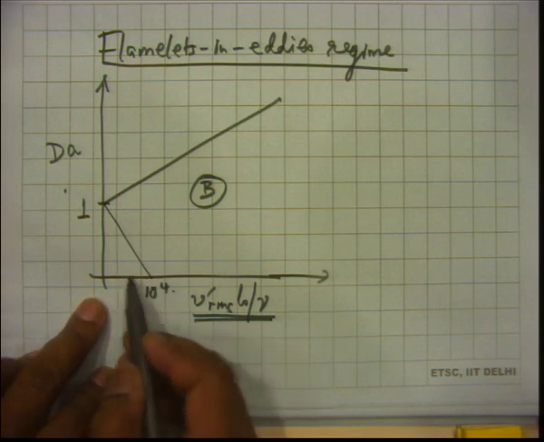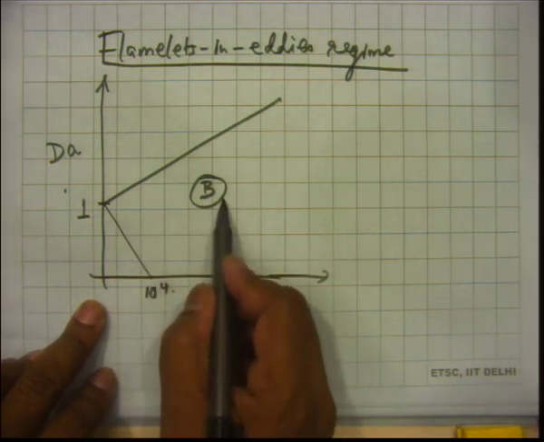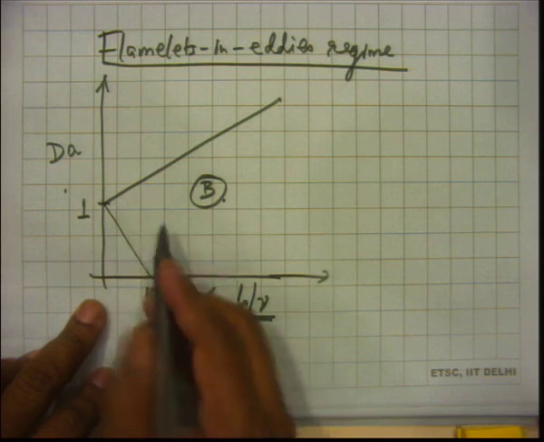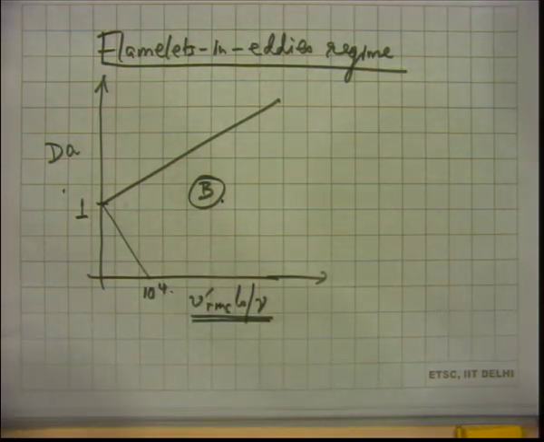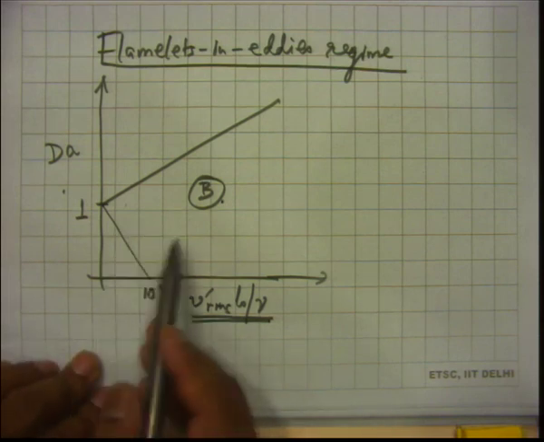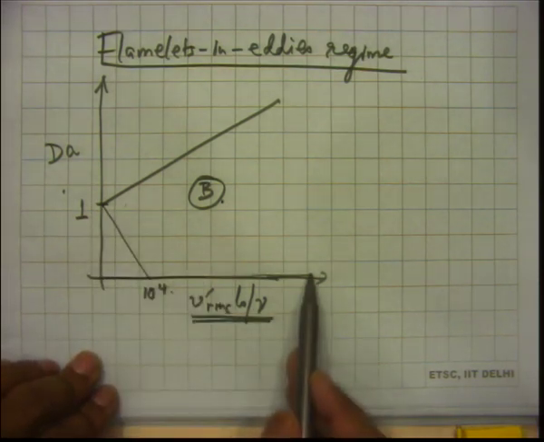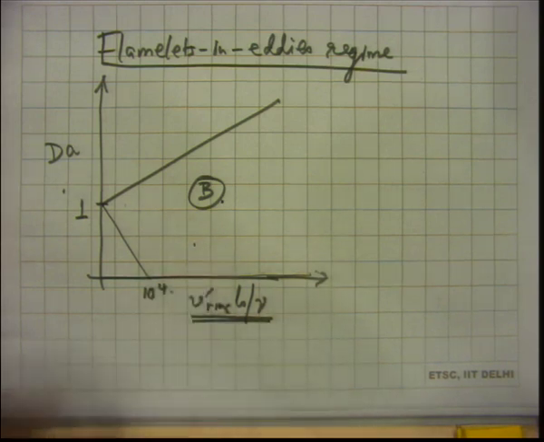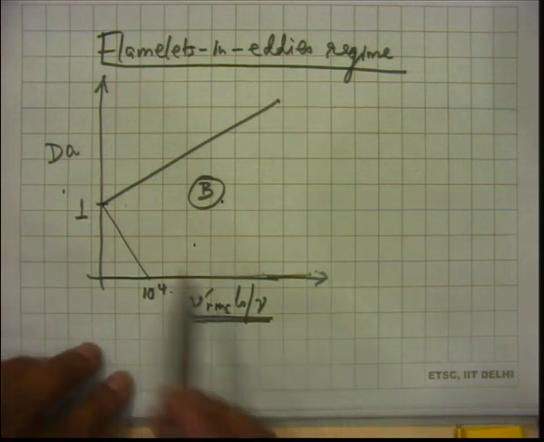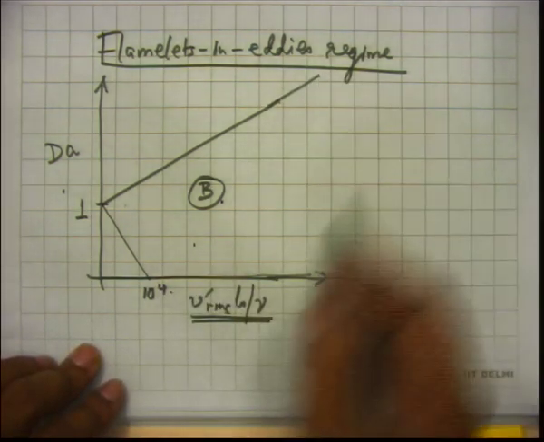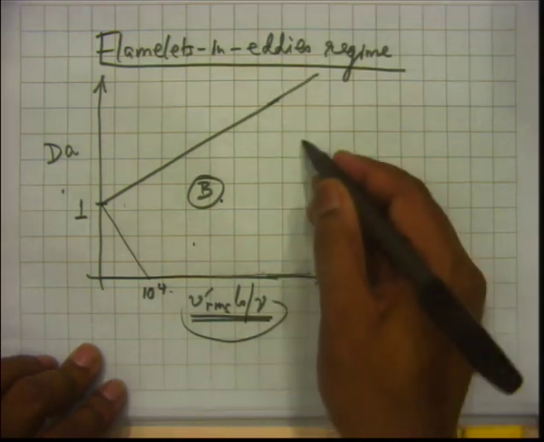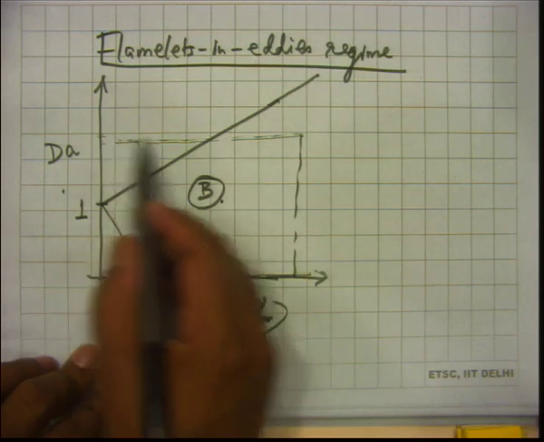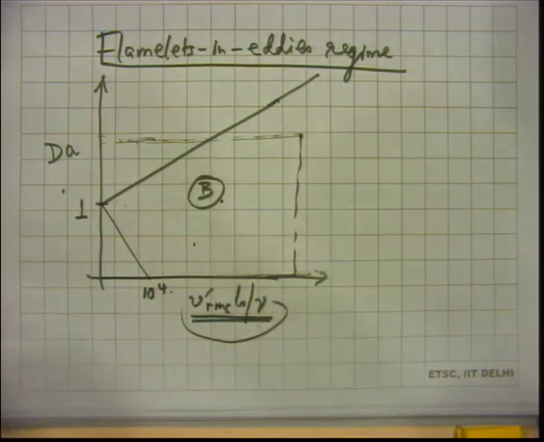then you can still be in flamelet-in eddies regime if the Damkohler number is within this region. Okay. But even for low Damkohler number, if you have high turbulence Reynolds number, then you will be in regime B. And we also see that if turbulence Reynolds number is quite high, then for significantly large Damkohler number also you are in the flamelet-in eddies regime.